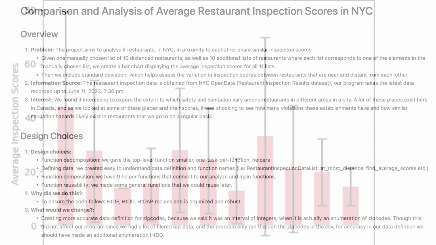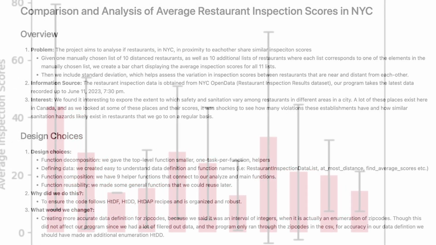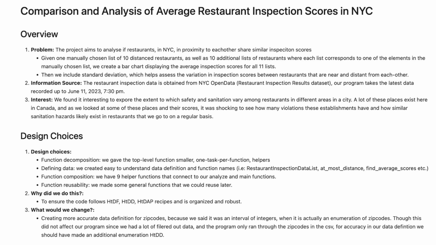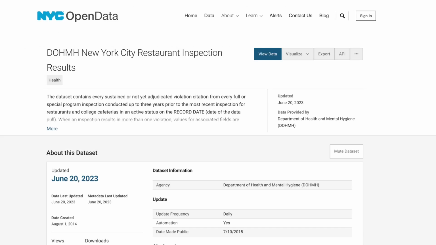Then we include standard deviation, which helps assess the variation in inspection scores between restaurants that are near and distant from each other. Information source. The restaurant inspection data is obtained from the NYC Open Data Restaurant Inspection Results Dataset. Our program takes the latest data recorded up to June 11, 2023, 7:30 p.m.